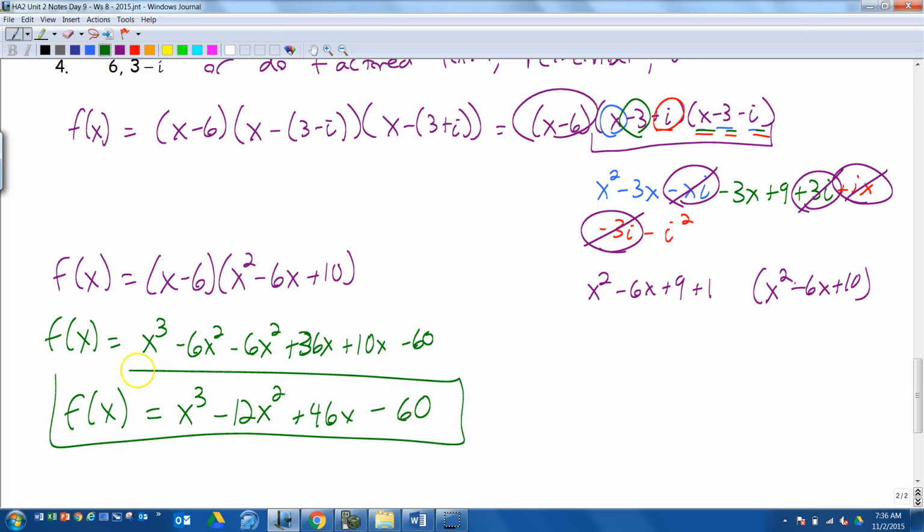And that is how we get the polynomial from the zeros. Okay? All right, good. Then we are done.